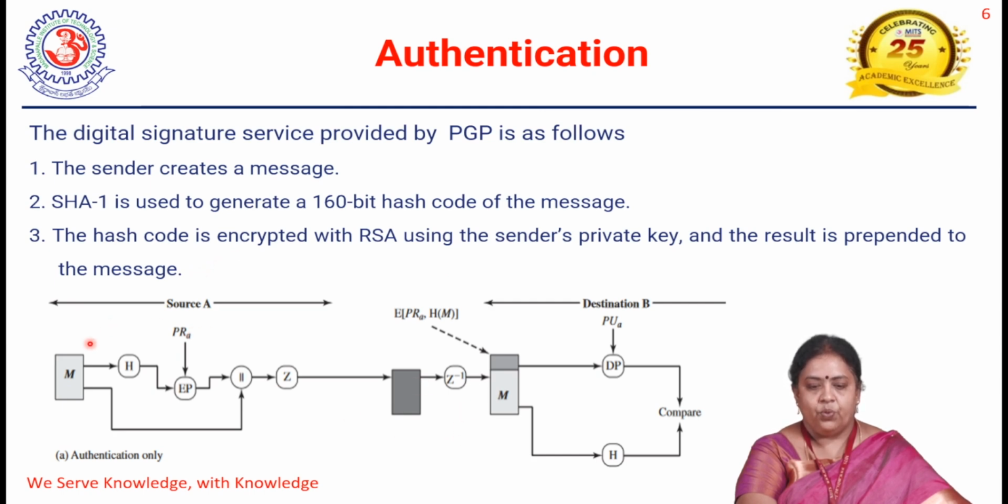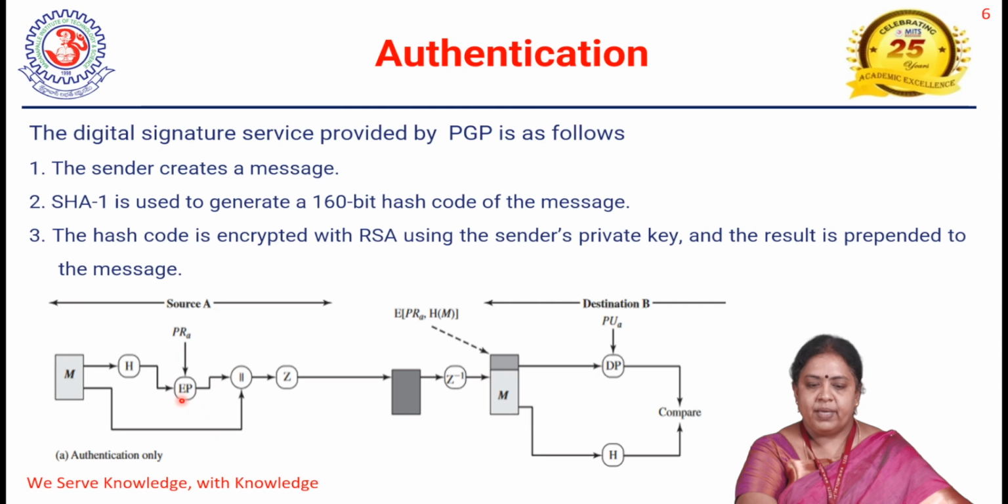So here this is the sender side. The sender has the message. That message is given to the hash function, which is a SHA algorithm. Here we are going to use SHA-1, which produces a 160-bit hash code. So whenever the message is given to the hash function, it generates a hash code.